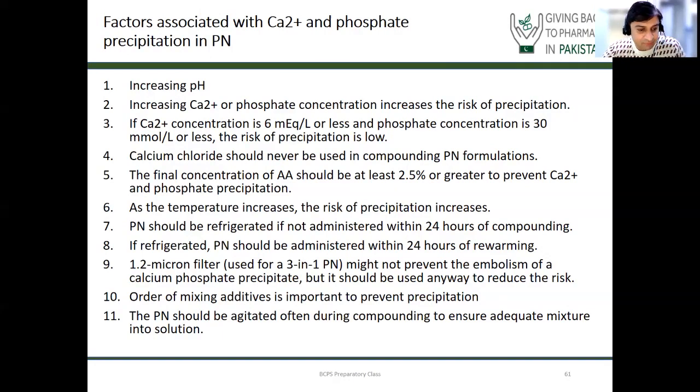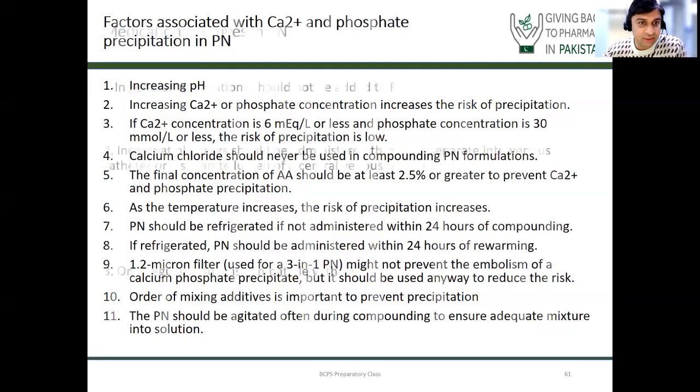And when you take them out of the refrigerator, always remember to give them within 24 hours. Another way to reduce the risk of thromboembolism is to use the 1.2 micron filter. Although it is not entirely effective in preventing embolism, it reduces the chances of developing embolism. The order of mixing additives, as we discussed, should be followed. PN should be agitated often during compounding to ensure adequate mixing into the solution.